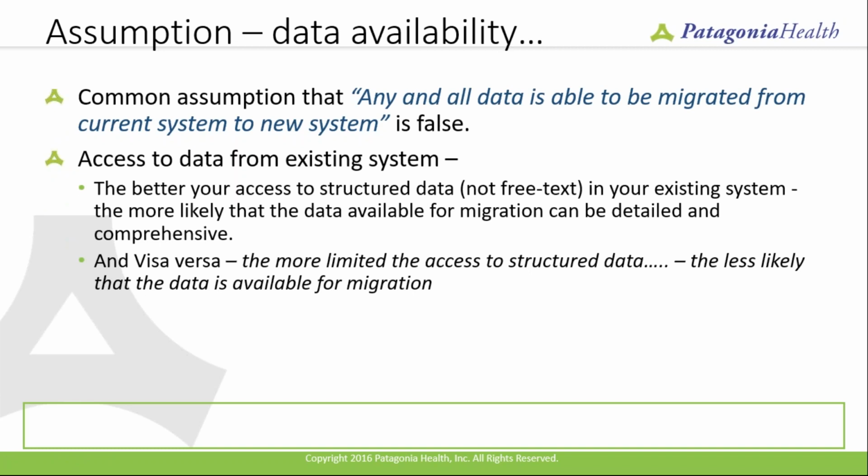So let's look at a few data migration assumptions, or sometimes expectations that come out that we hear. One assumption is any and all data is able to be migrated from a current system to a new system. Of course, that's false, because we don't know the quality of the data, we don't understand the integrity of the data, or the completeness of the data.